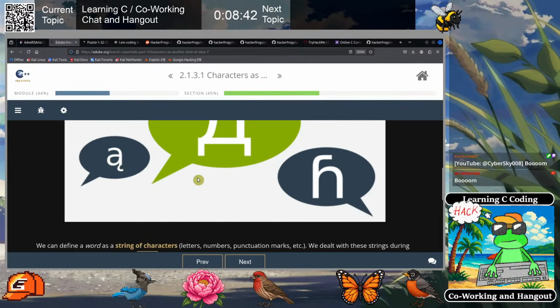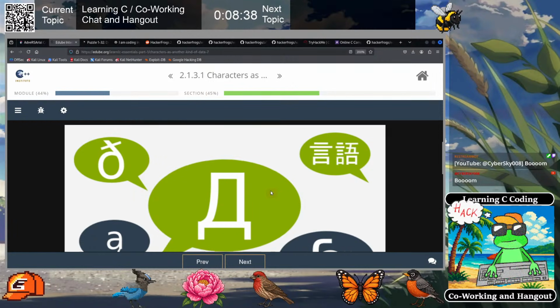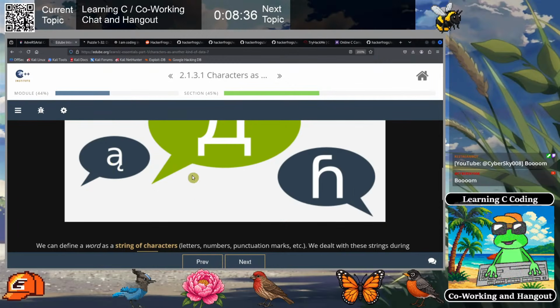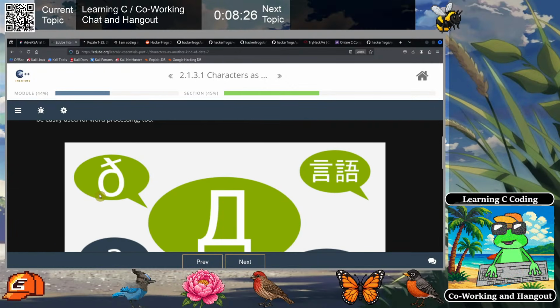I can't identify all of these characters, so this is either Chinese or Japanese. This is Cyrillic. I'm not too sure what these two characters are supposed to be. This is a, what is this? I'm not familiar with these characters. If anybody can identify them, let us know.